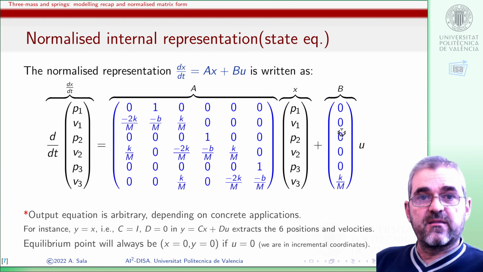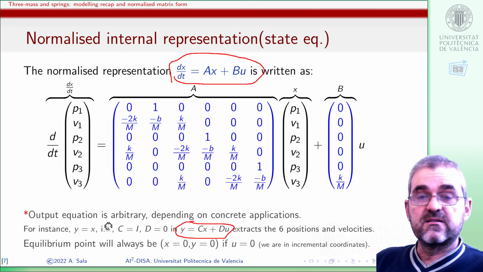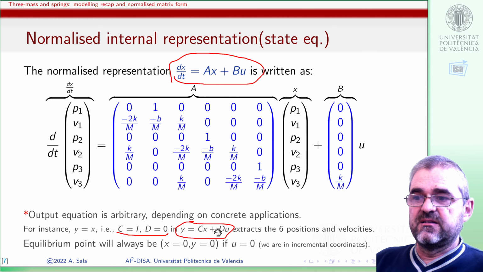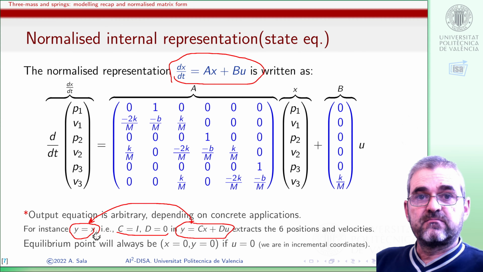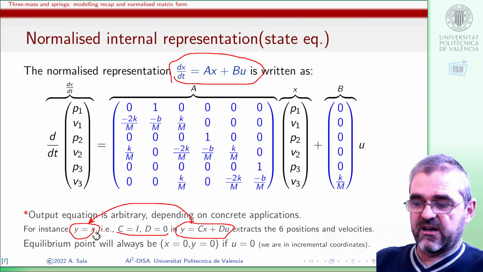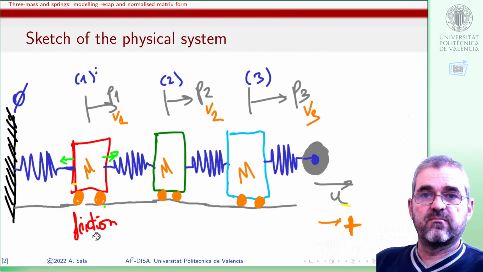A and B are the matrices in the state equation. Then, regarding the output equation, we can extract whatever magnitudes we consider relevant in our particular problem. C equal identity, D equal 0 just outputs everything. However, in Matlab, we will only be interested in the positions, so we'll set up different values for matrix C. So let's see now how we encode this spring system model into Matlab.